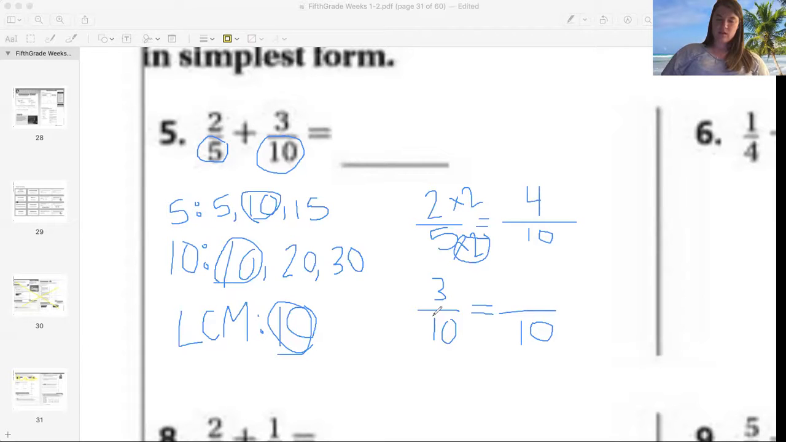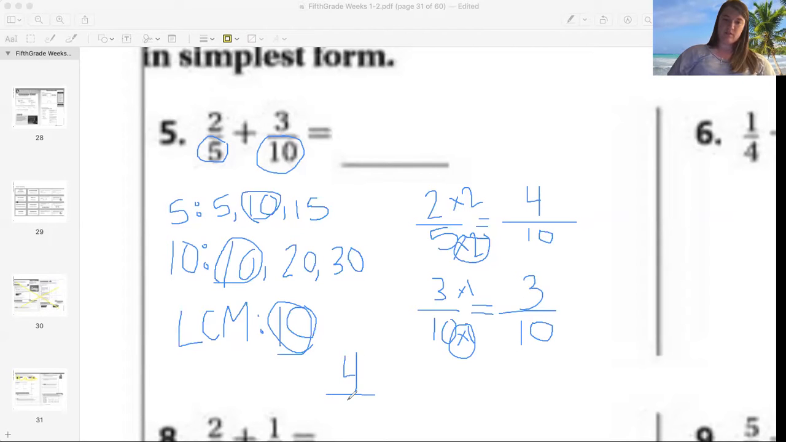And then we'll do the next one. So I think 10 times what gets me 10, and that one's pretty easy. It's just 1. So if I multiply it by 1 on the bottom, you do the same thing to the top, and 3 times 1 is 3. And then all that's left now is to add them because now they have the same denominator. So it's going to be much easier.